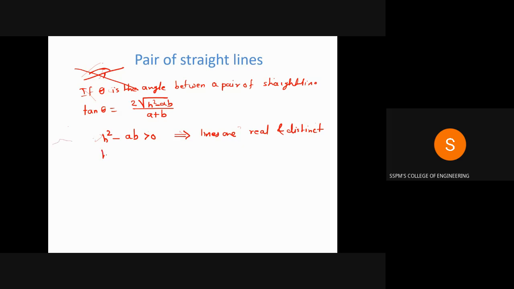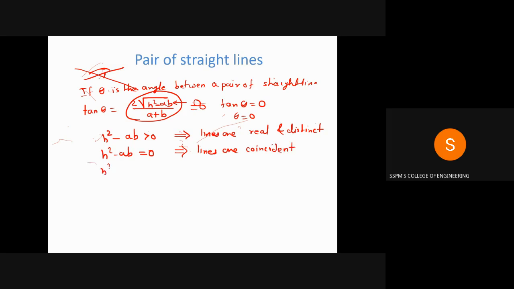Next, if h square minus ab is equal to 0, then this part becomes 0. Therefore, this total value is equal to 0, which implies tan theta is equal to 0. When is tan theta 0? Tan theta is equal to 0 when theta is equal to 0. What does it mean? It means the slopes of both the lines are the same. Therefore, these lines are coincident lines. Coincident means both are the same line.